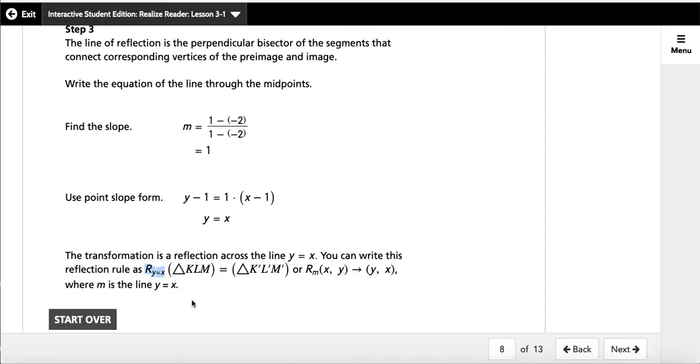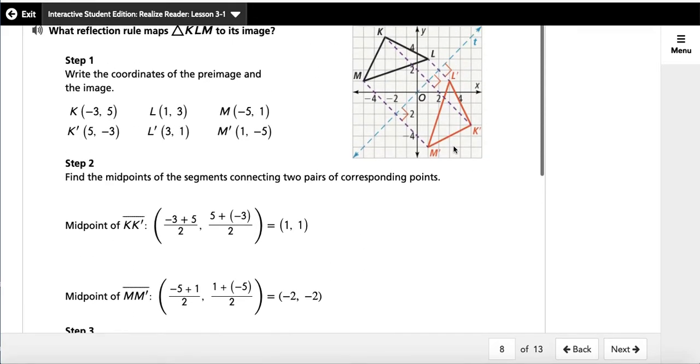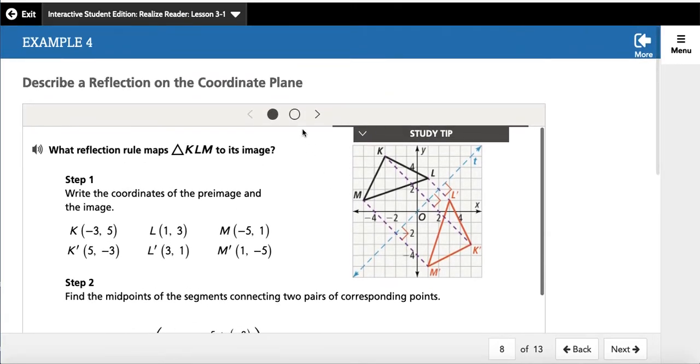And if you want to go for the full transformation statement, you would write capital R, y equals x, because that's a line of reflection, of triangle KLM equals triangle K prime, L prime, M prime. Okay? So we're going to find the 2 midpoints, and we're going to find the equation of the line that goes through them. So very similar to some stuff we had previously.